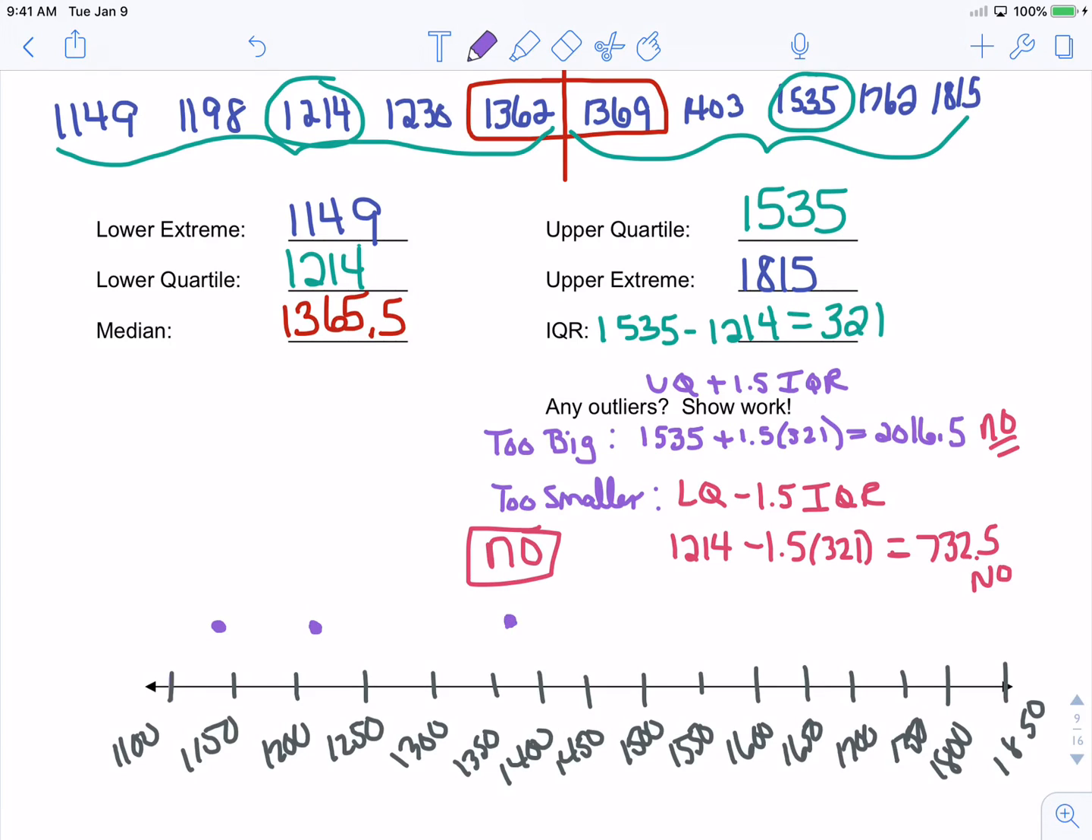Kind of on the same horizontal line. You're not graphing the IQR because the IQR should be the distance between the lower extreme and the upper extreme. So these will be the big five values.